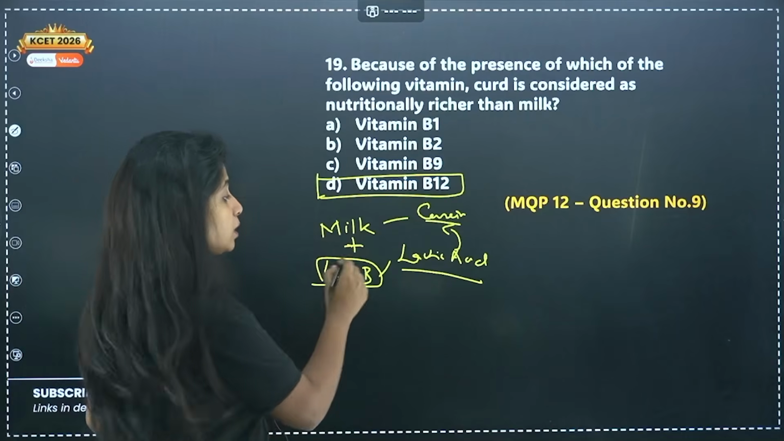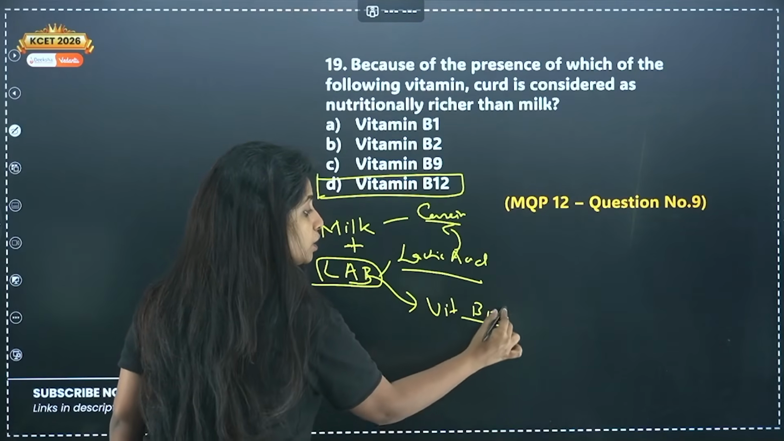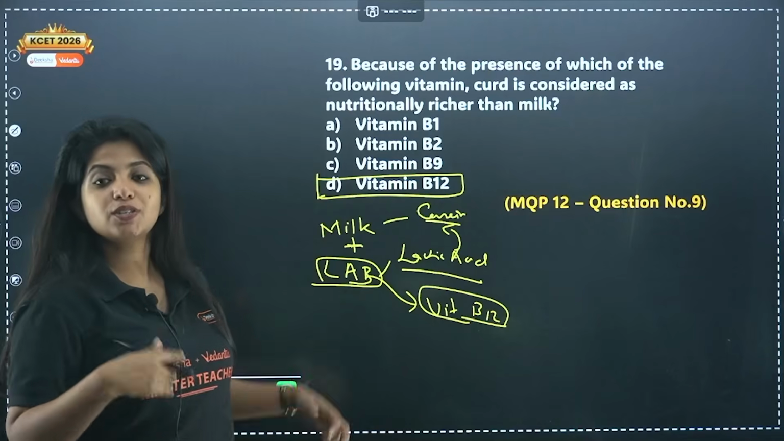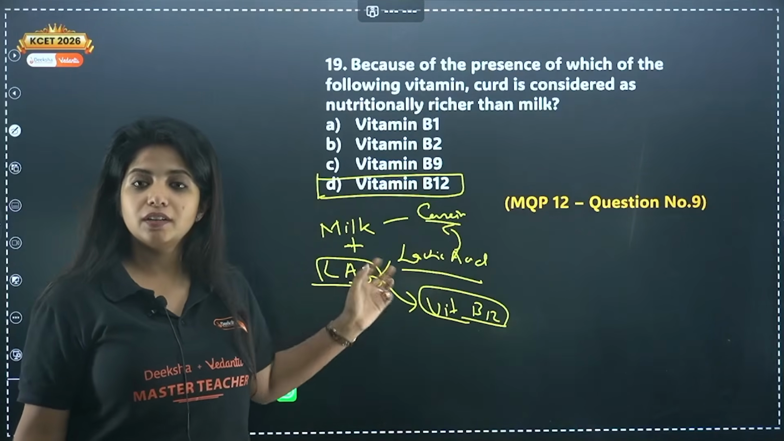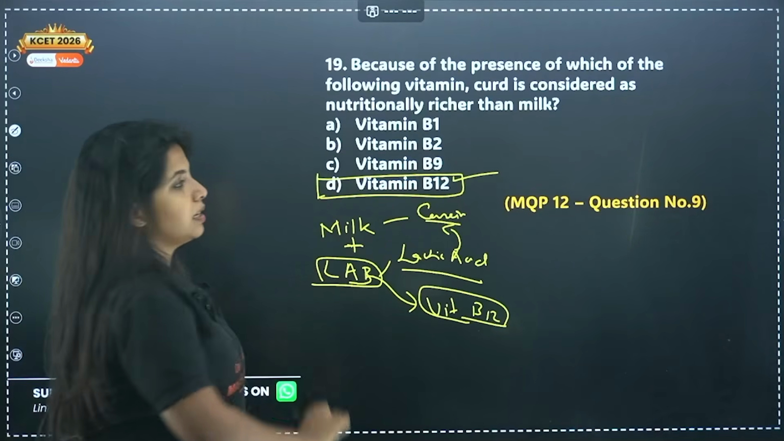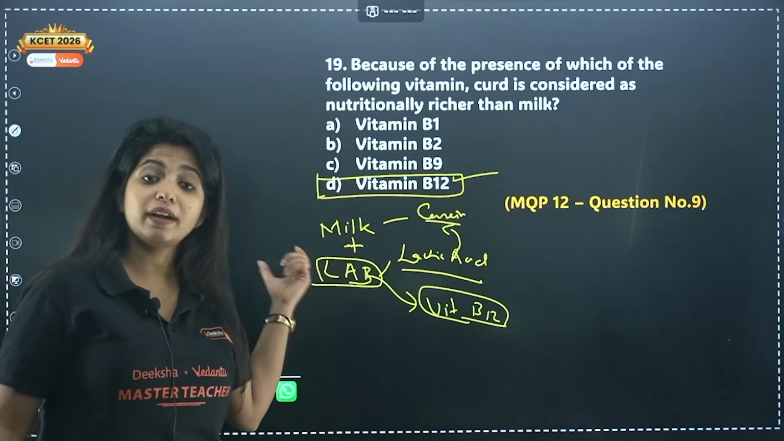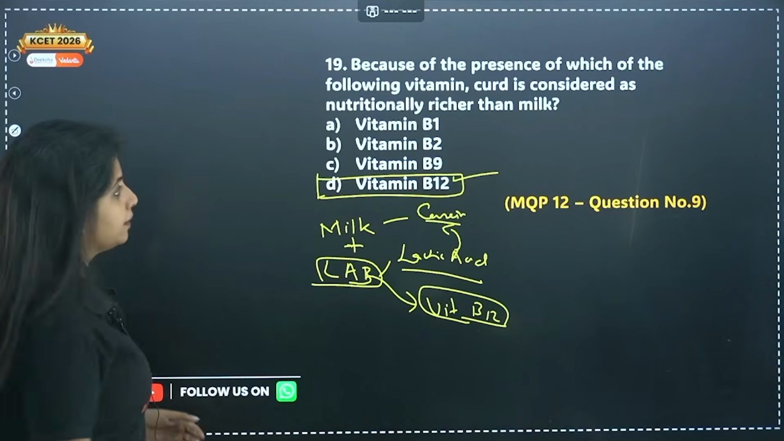And apart from that, this lactic acid bacteria also releases vitamin B12. It releases it for its own purpose, for its own cell division and so on. But over here, anyway, it is mixed in the curd. So now we are going to make the most use of it. So vitamin B12 is the answer for this question, produced by lactic acid bacteria when it is converting milk to curd. Okay?